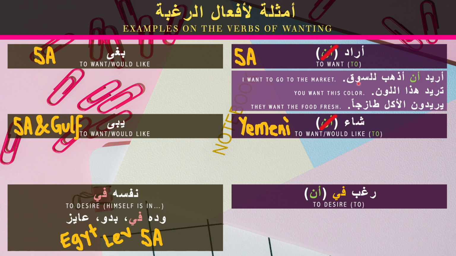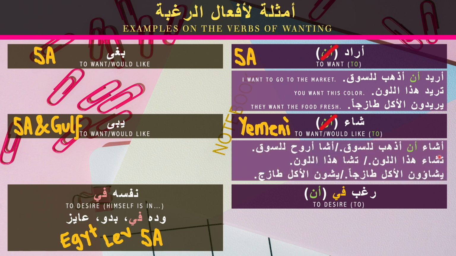أريد أذهب للسوق. تريد هذا اللون. يردن الأكل طازج. Now, the verb شاء. أشاء أن أذهب للسوق. تشاء هذا اللون. يشاءون الأكل طازجا. Now, the same examples, I will read them in Yemeni Arabic. أشا أروح للسوق. تشا هذا اللون. يشون الأكل طازج. In some Yemeni, they pronounce the definite article أم instead of ال. So, أشا أروح لمسوق. تشا هذا ملون. يشون أكل طازج. Now, the next verb.